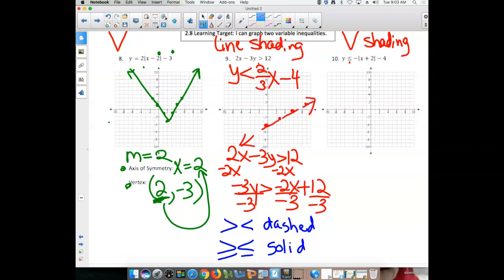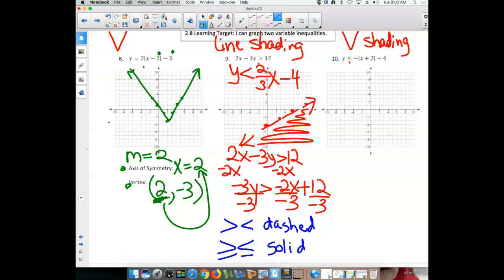Okay. And because we flipped the sign, it means we are shading below, so we're going to shade down over here. Okay. All right, so it's not in y equals mx plus b, make sure to put that in there, and then graph using all of our symbols properly.